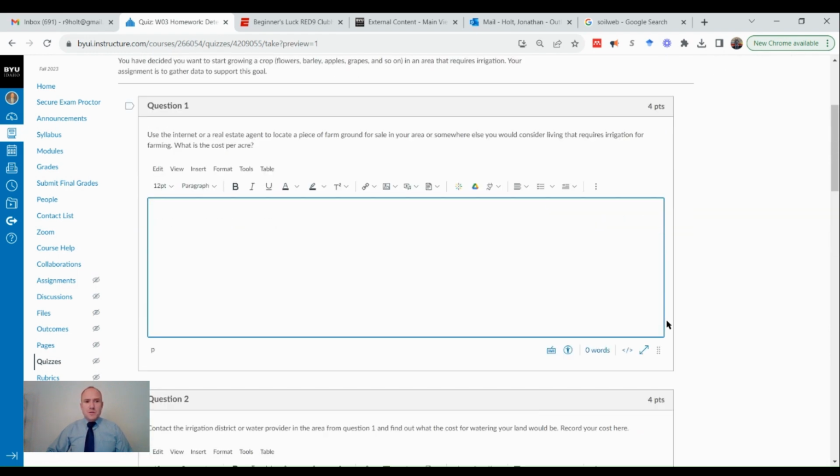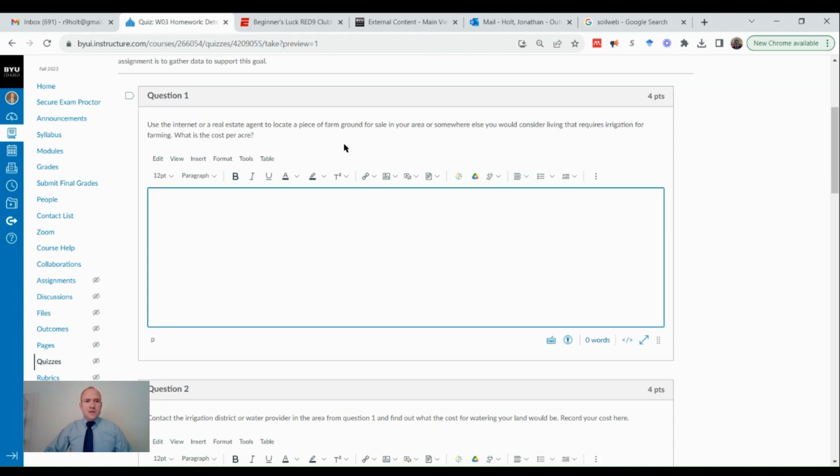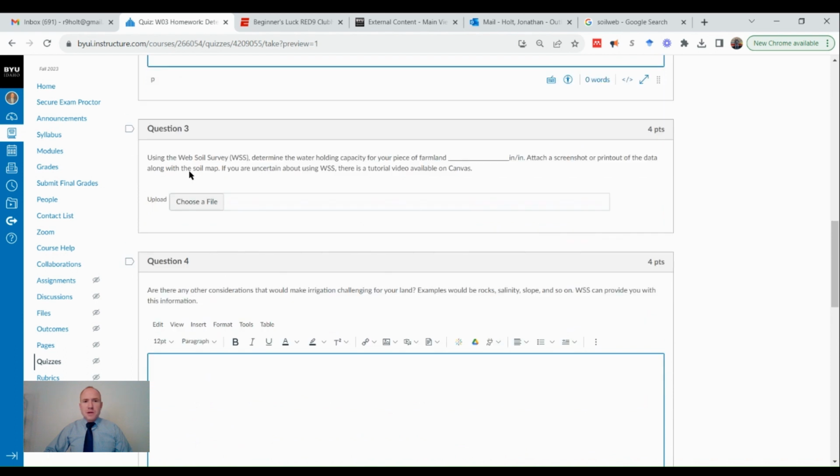First of all, in question one, what is the cost per acre? We're looking for a dollar amount here. Okay, question three. This was a big one. This is one of the more important parts of the whole assignment here.